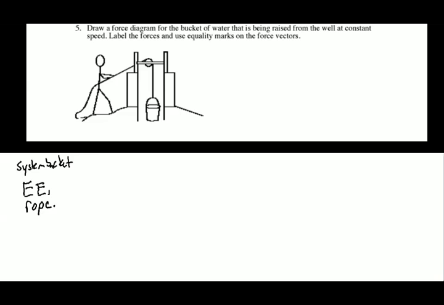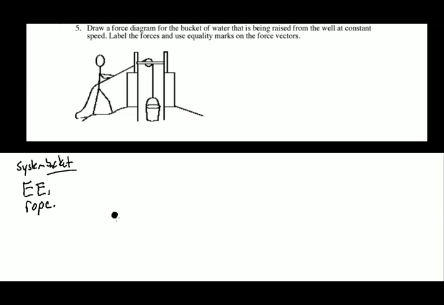Lots of people want to say, oh, but this guy, he's pulling this way, right? Well, yeah, but the guy isn't pulling on the bucket. The guy's pulling on the rope. So the man exerts a force on the rope. The rope exerts a force on the bucket. They're different things. If the system is the bucket, we only care about forces on the bucket.